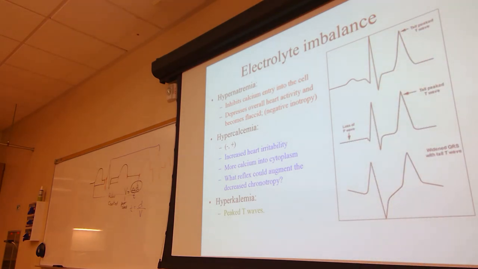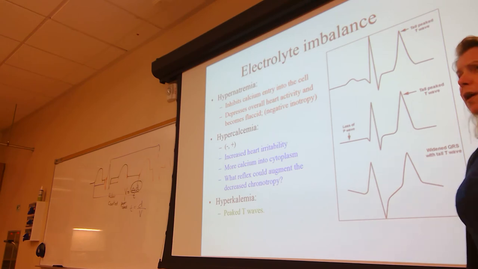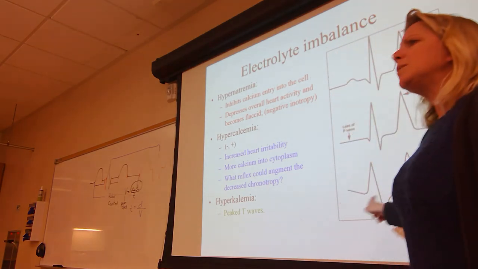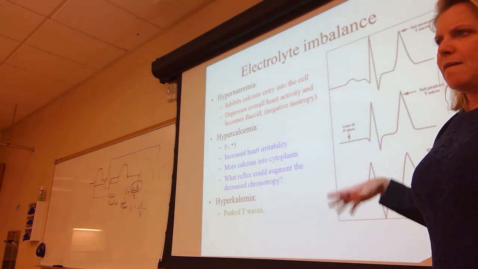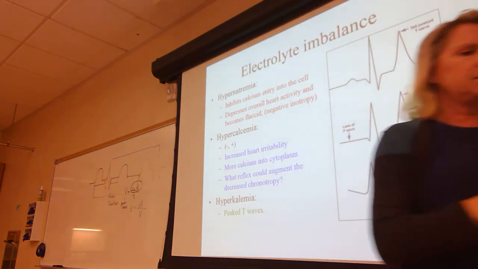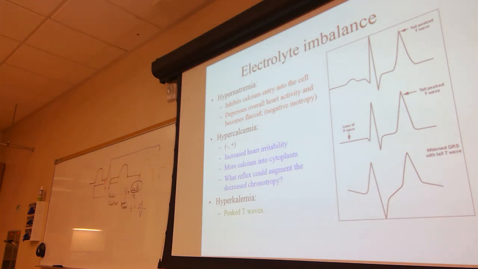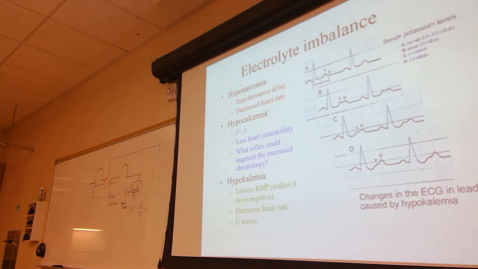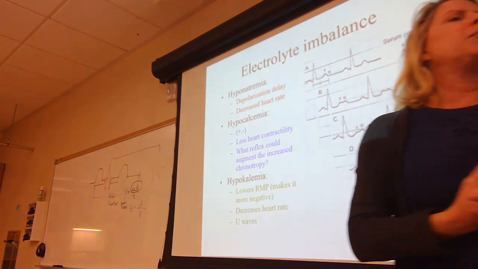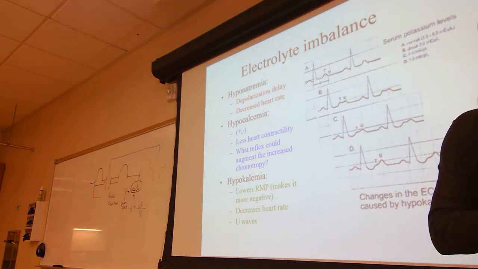Hyperkalemia, I don't want you to know anything about inotropy or chronotropy because quite frankly, it's all over the place. Just on an EKG, we would see tented T waves, very sharp T waves instead of more dome shaped. What about the hypos? Hyponatremia, well, then we're not going to get positive charges accumulating as readily, so it's going to take us longer to depolarize. So chronotropy will be impaired, reduced heart rate.